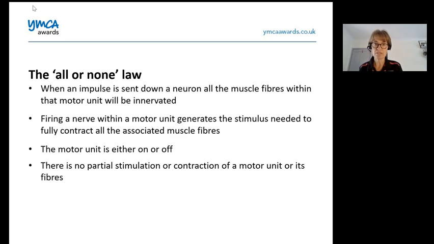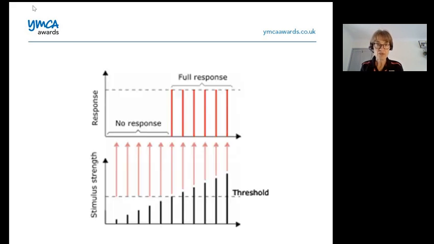There is no partial stimulation or contraction of a motor unit. So the impulse has to be sufficient to set off the contraction of all the motor units. So let's now go back to that image. You can see how we've got stimulation strength gradually building up. Nothing happens until we hit a certain threshold, and then we get a full response of all those muscle fibers being innervated and contracting. So that's our all or none law.